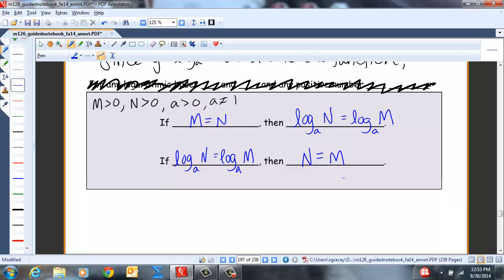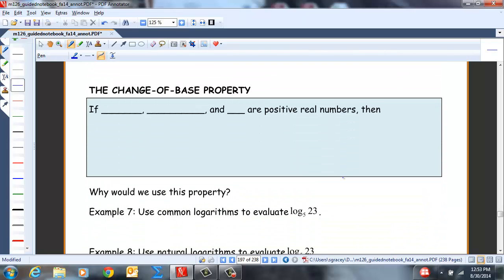Okay? All right, so the change of base property is another powerful rule. A is not equal to 1, B is not equal to 1, and M, they're all positive real numbers. Then log base A at M is equal to log base B at M divided by log base B at A.